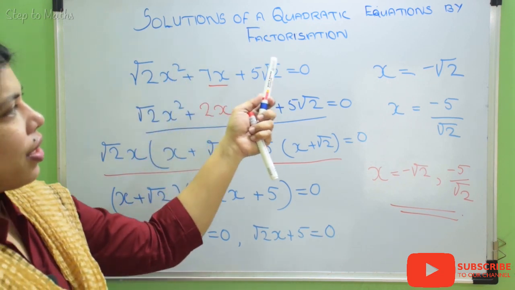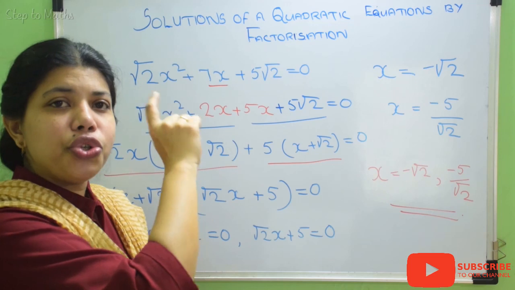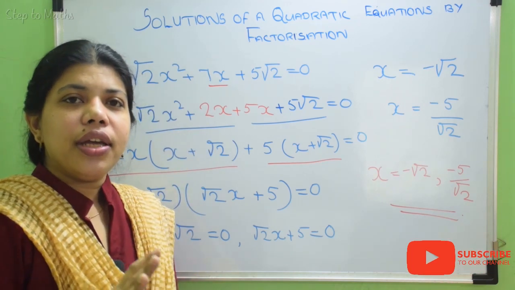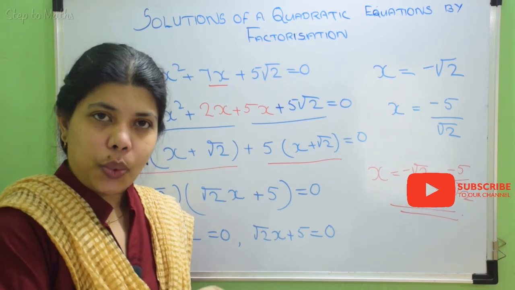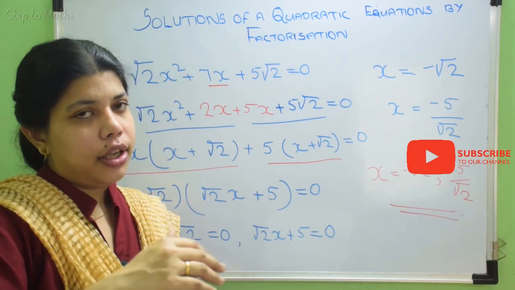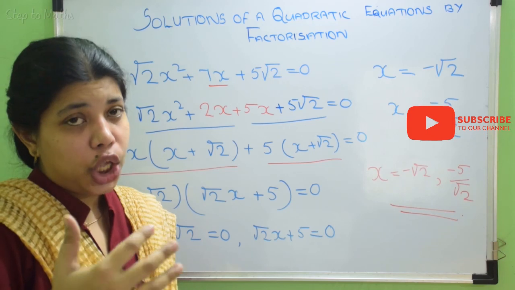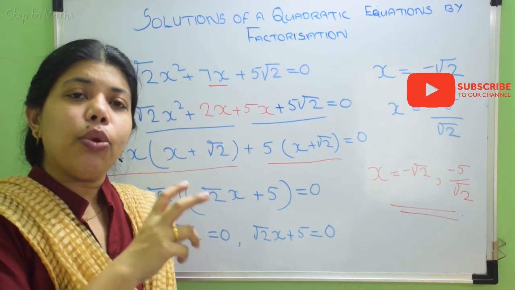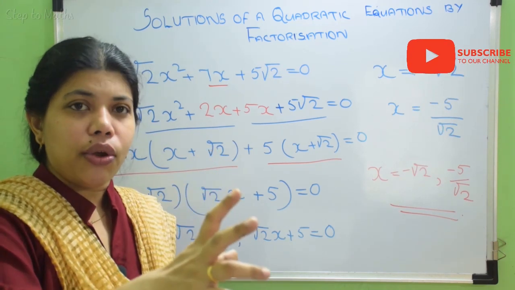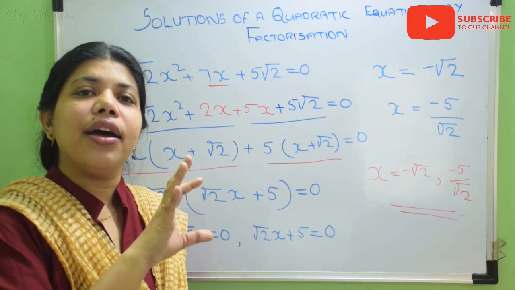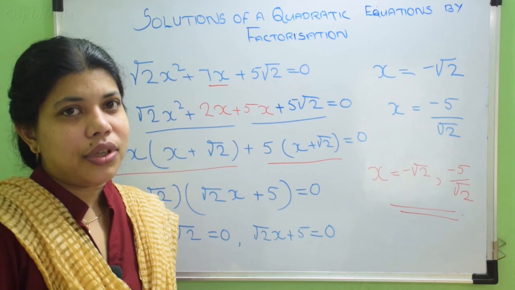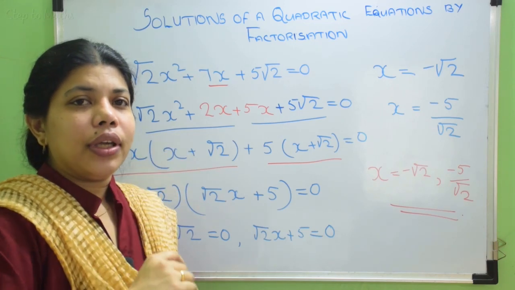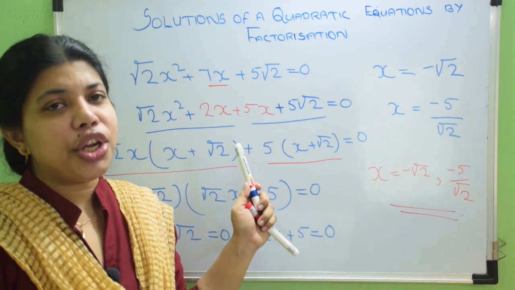If we use the factorization method to find the solution of a quadratic equation, we just factorize the given quadratic equation into linear factors, equate each factor to 0 and find the value of the variable, or find the roots. This is the factorization method for solving a quadratic equation.